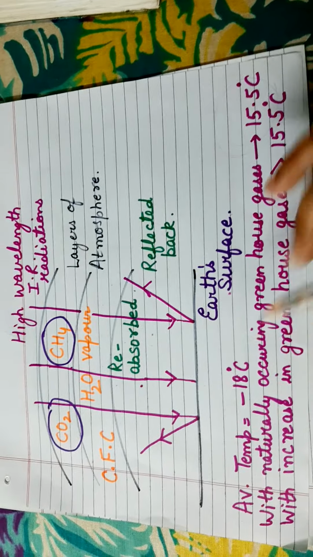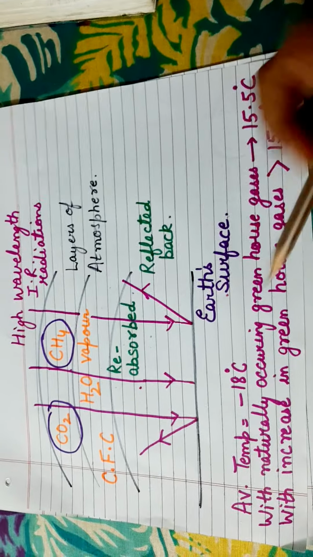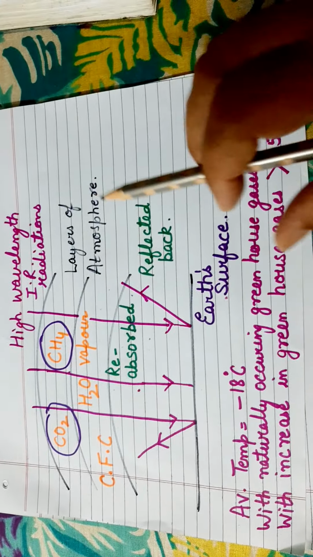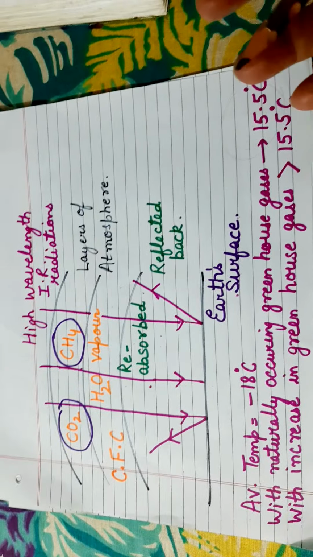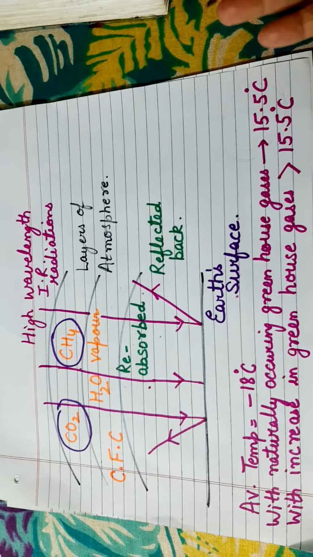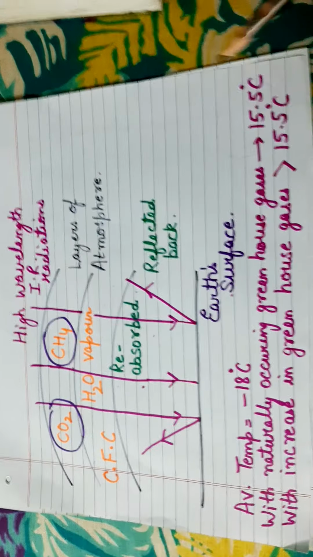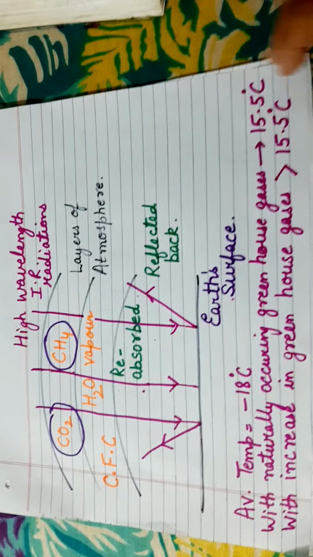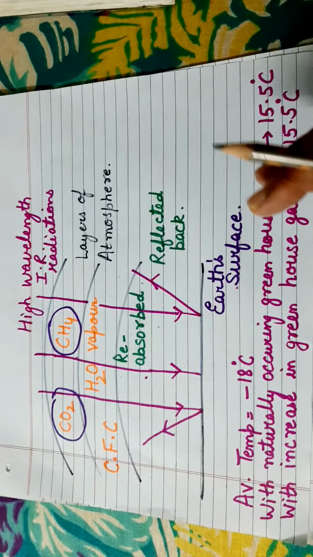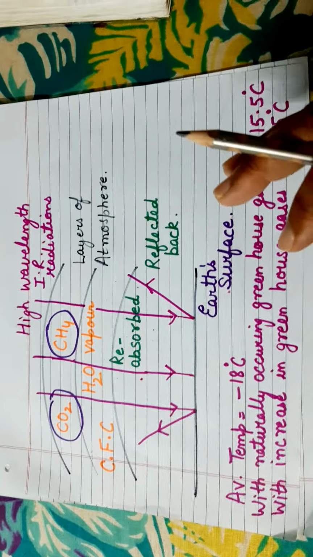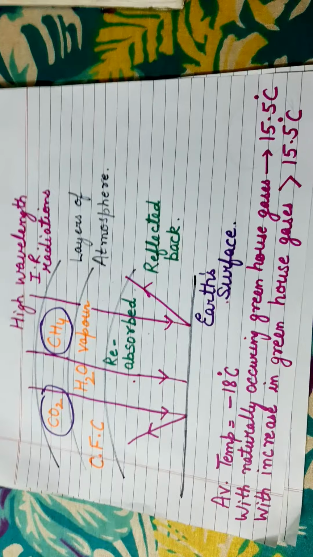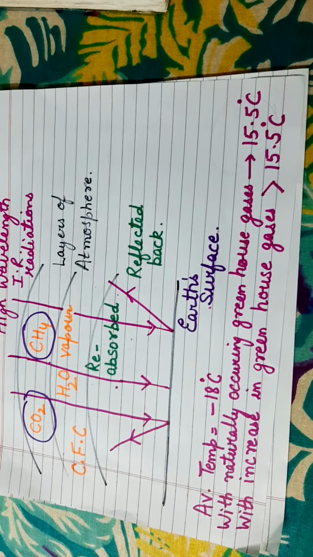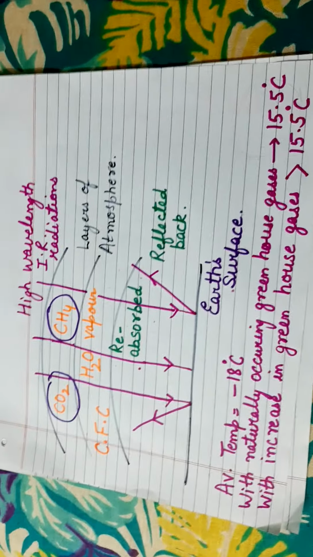But when there is an increase in the amount of these greenhouse gases due to various human activities, what is happening? The average temperature increases above 15.5 degrees Celsius. And due to that, what happens, children? It causes global warming. Okay, children, it causes global warming. So you should know that global warming is a serious problem. How can you define global warming?